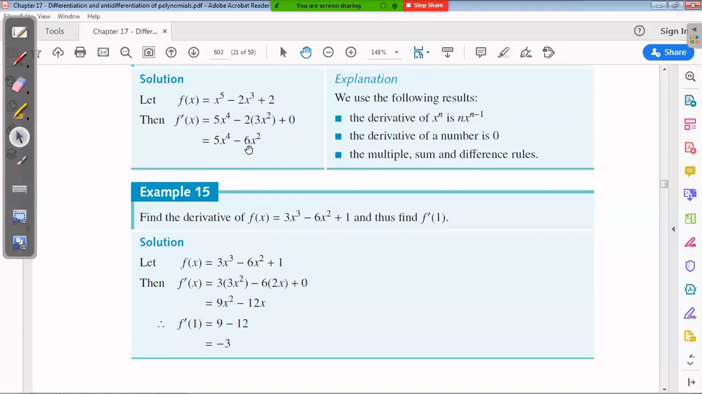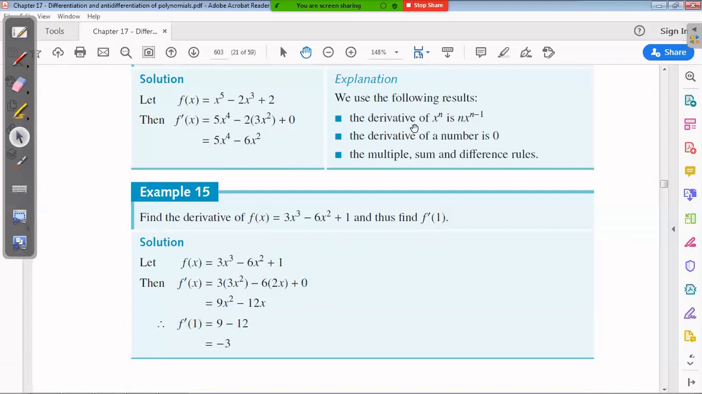So 2 multiplied by 3 we get 6x squared. So this is the answer of this whole polynomial's derivative. First rule: derivative is basically the gradient.